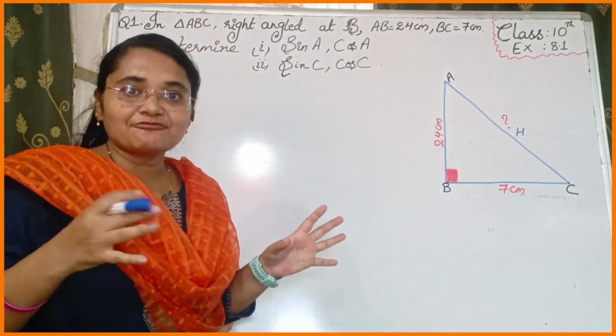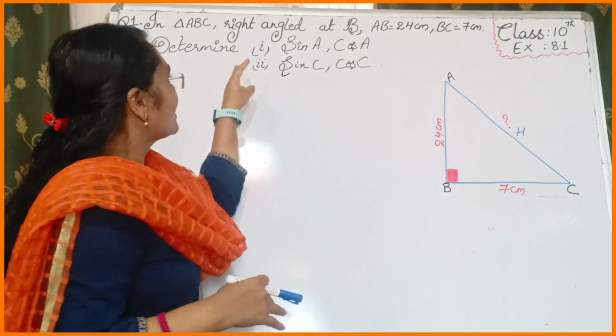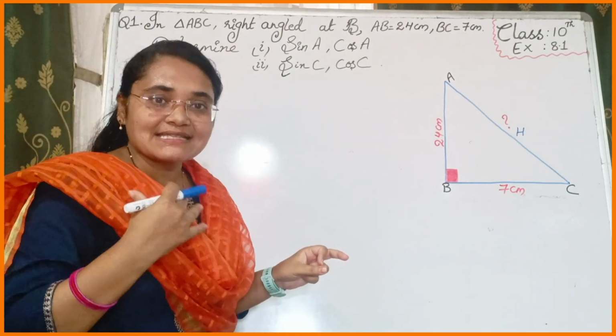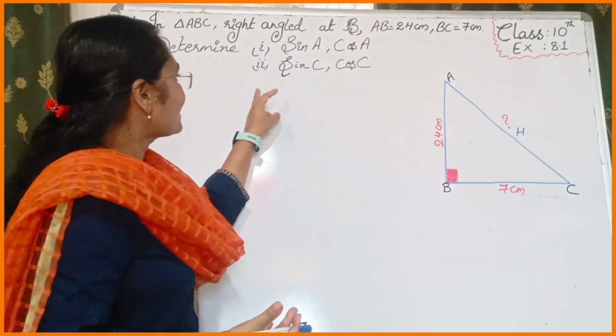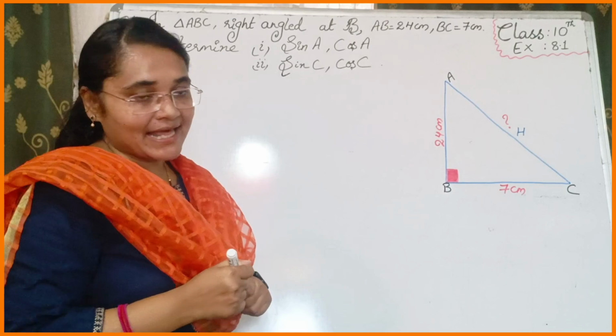Now the question is asking us in two parts, so you should solve two questions. The first one is to find sin A and cos A. Next question is to find sin C and cos C. So let's solve this question now.